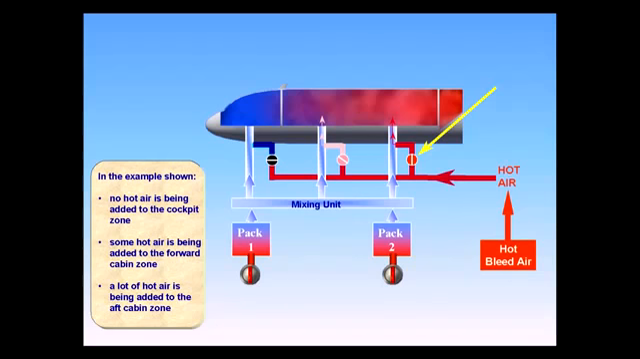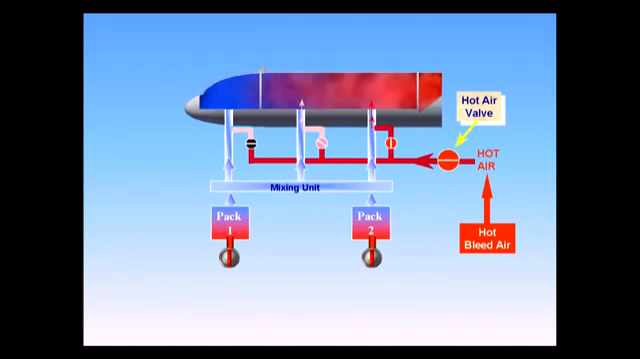The trim air valves are supplied via a hot air valve. The purpose of this valve is to regulate the pressure of the hot air supplied to the trim system and to act as a shutoff.